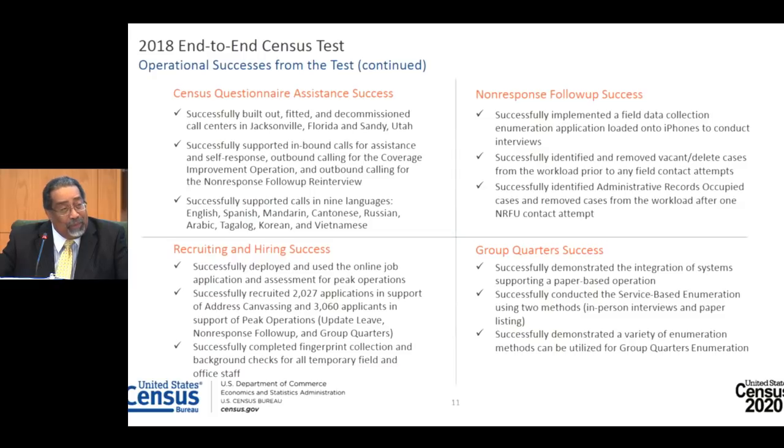Successful completion of our fingerprint collection and background check activity for all temporary field and office staff using new automated fingerprint solutions was another achievement in the 2018 test. For non-response follow-up, we successfully implemented a field data collection and enumeration application loaded onto iPhone 7s to conduct interviews. We successfully identified administrative records, occupied cases, and removed some cases from the workload after one NRFU contact attempt.